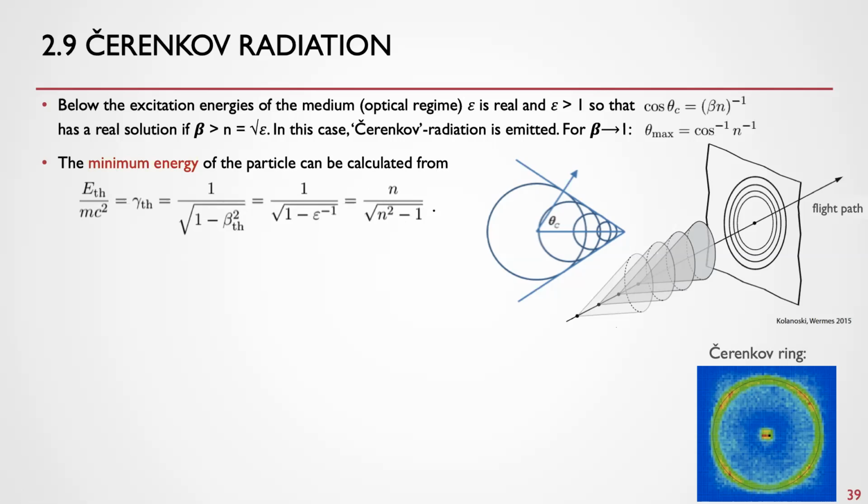Typical values for n for relevant detector materials are 1.5 or so. So not too high, 1.5, 1.3, sometimes 2.